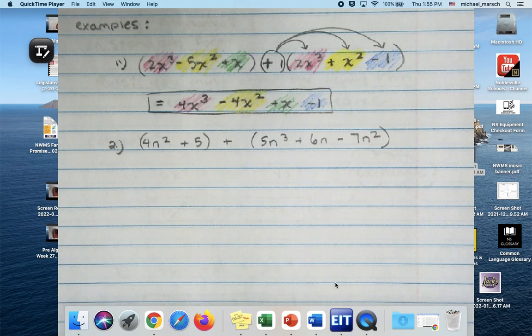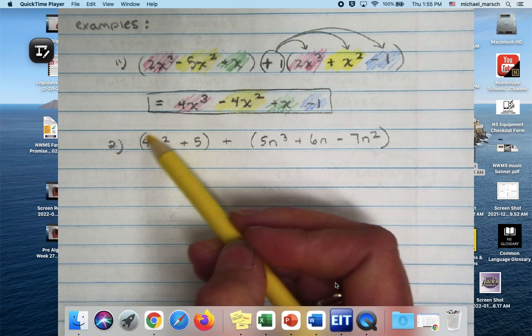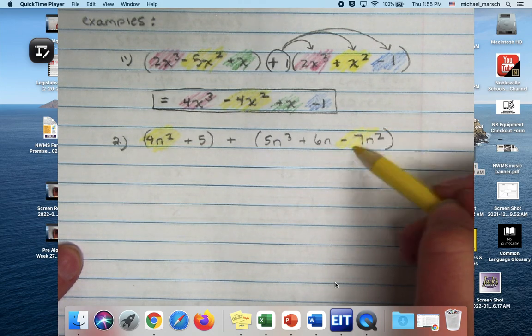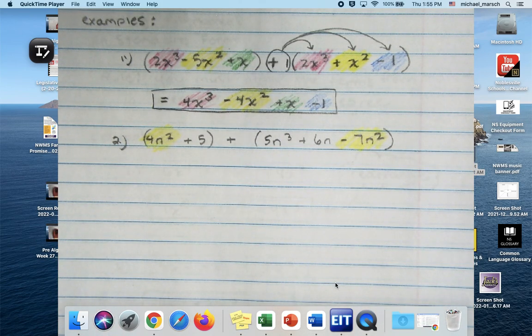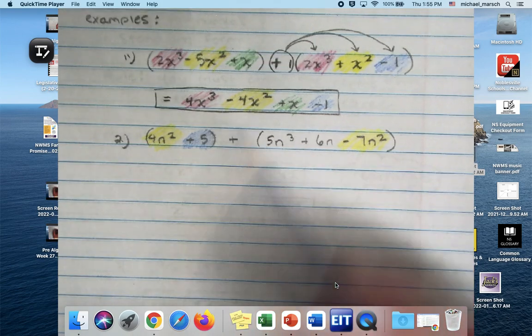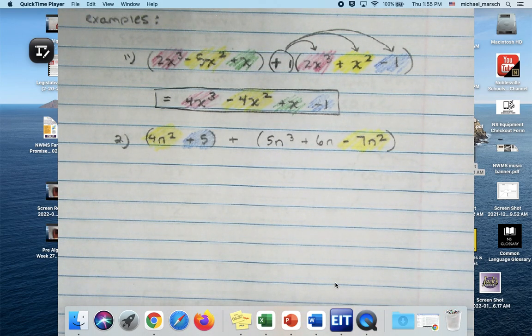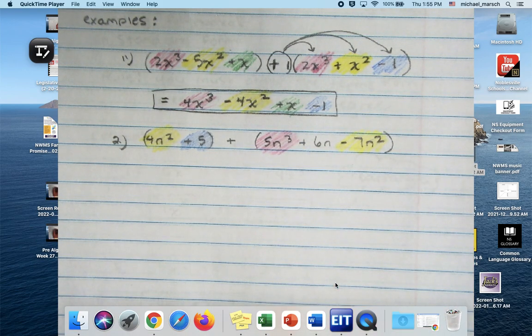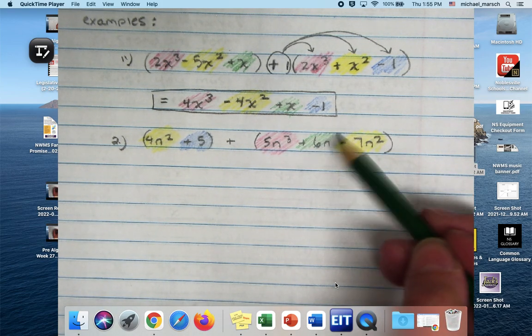All right, so I've got 4n squared. I'll keep that yellow, because I did x squared up here. Do I have anything that can combine with 4n squared? Yes. What is it? Negative 7n squared. How about 5? Does anything combine with just that plain old 5? No. So I'm just going to make that blue again. How about 5n to the third? Does anything combine with that? No. And then we just have 6n hanging out by itself too. Positive 6n.